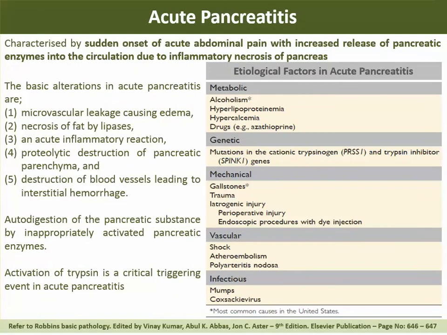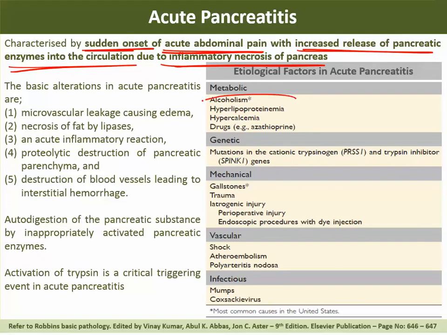Now let us discuss acute pancreatitis. It has a sudden onset and produces acute abdominal pain. This is due to increased release of pancreatic enzymes into the circulation, due to inflammation of the pancreas. Alcoholism is a major cause of acute pancreatitis in the western population. It is a very common scenario in alcoholic patients.